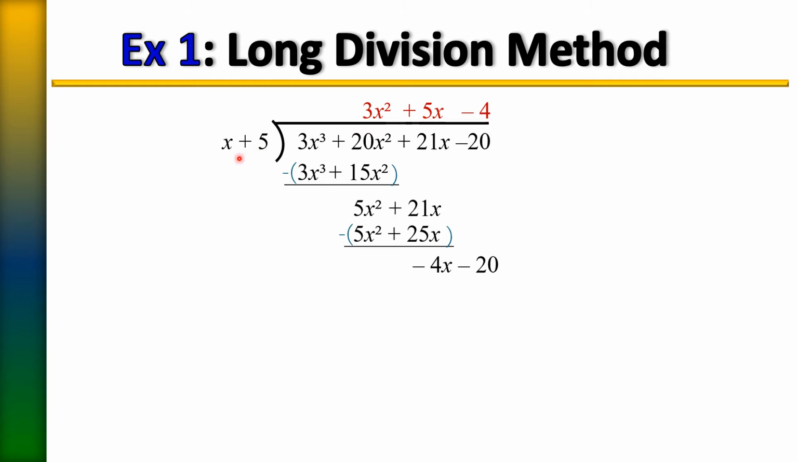Negative 4 times x, yes, it is negative 4x. Negative 4 times positive 5 equals negative 20. Subtract, they become their opposites, and when you combine those two terms, they cancel out to 0, which means you have a 0 remainder. So your answer, your quotient up top, is 3x squared plus 5x minus 4. That is your answer. And there you have the long division method.